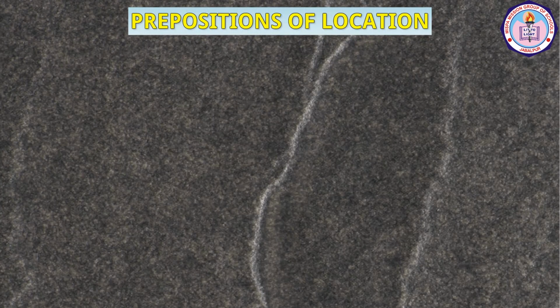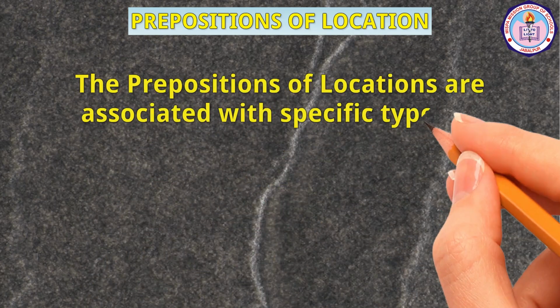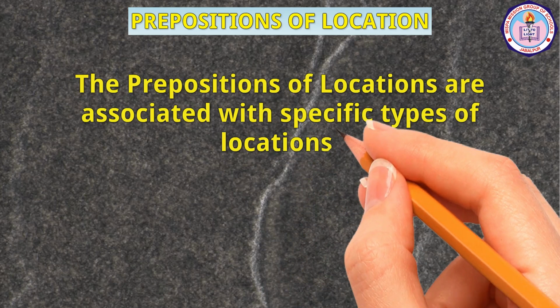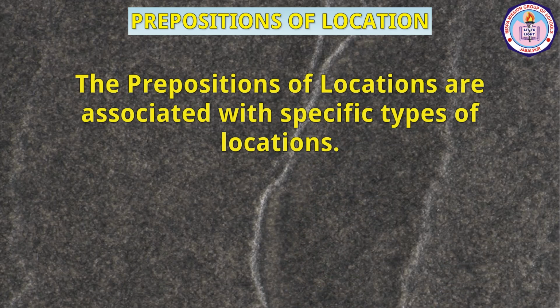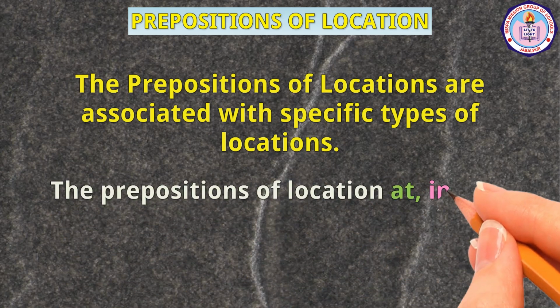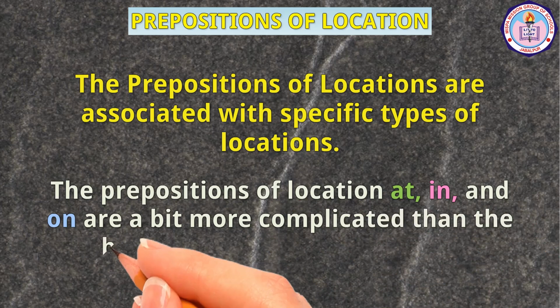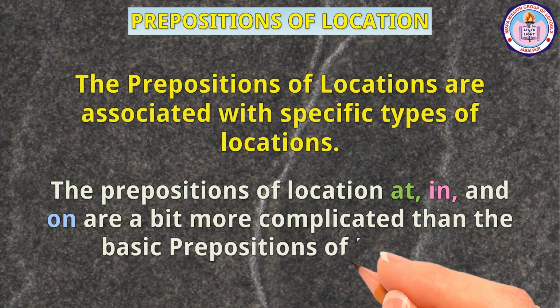The next type of prepositions are prepositions of location. The prepositions of locations are associated with specific types of locations. They are selective and are to be memorized. The prepositions of location at, in, and on are a bit more complicated than the basic prepositions of position.